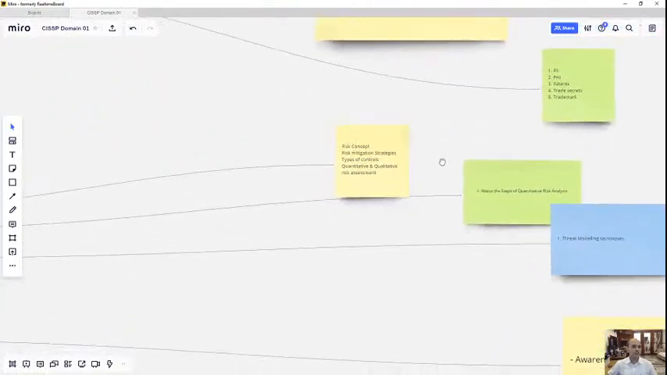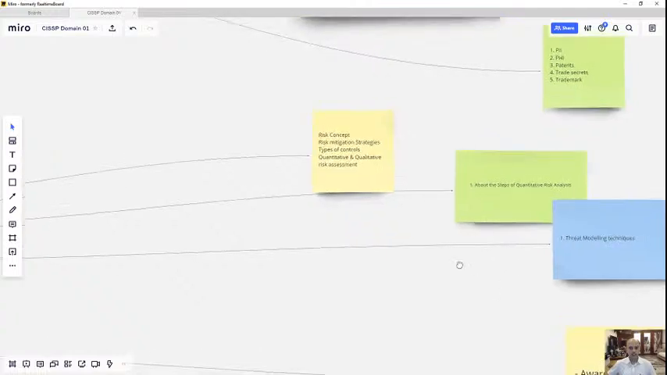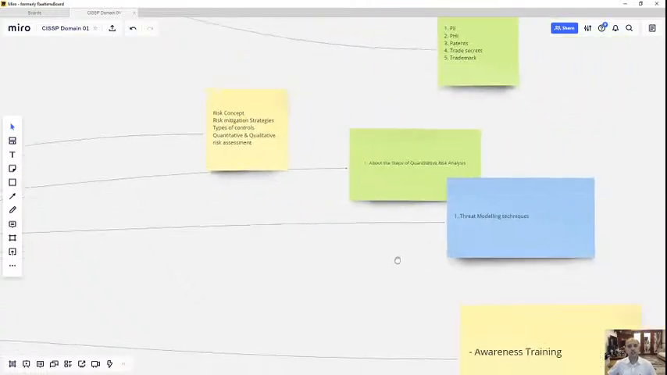Then I need to understand the concept of risk, the mitigation strategies, and the types of controls. Then qualitative and quantitative risk assessment techniques. And finally, about the step section, or the process section, I need to understand the steps of qualitative and quantitative risk assessment.